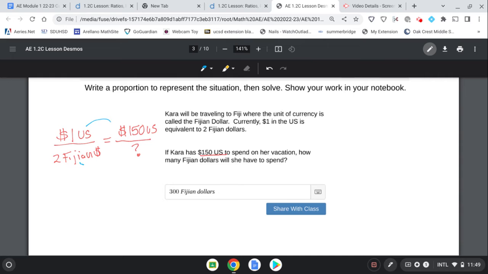So what do you multiply 1 by to get 150? That would be 150. So 2 times 150 would be 300. So that means that 150 US dollars is equivalent to 300 Fijian dollars. Okay, so you would type in that 300, it would be 300 Fijian dollars.